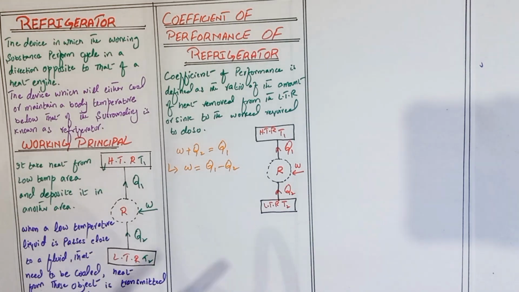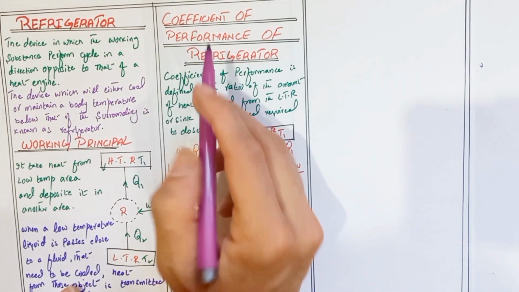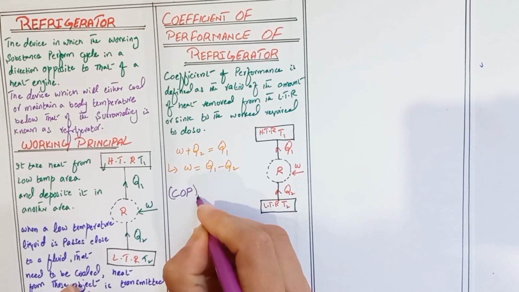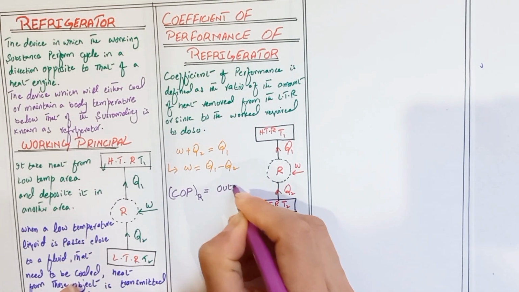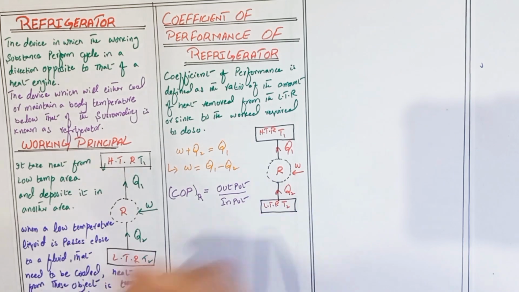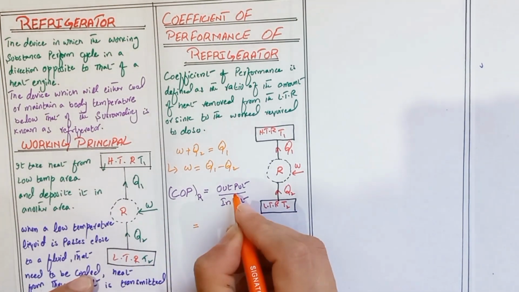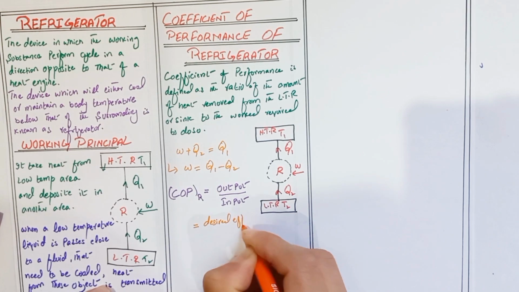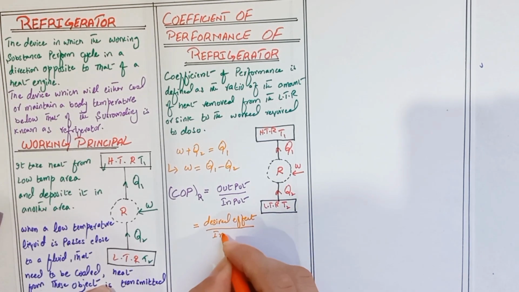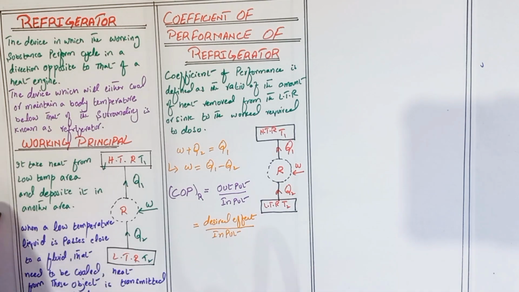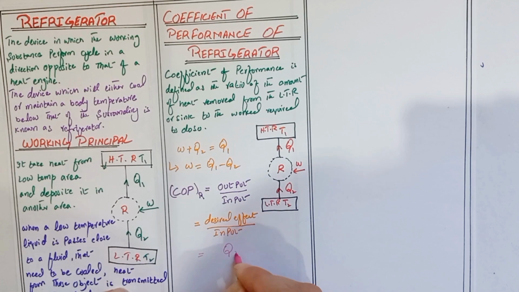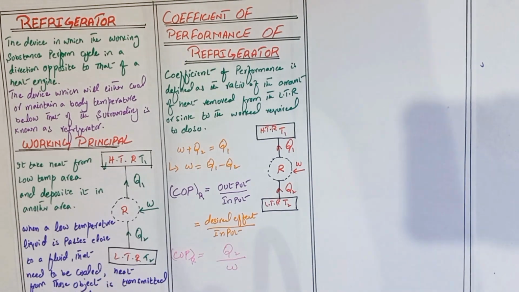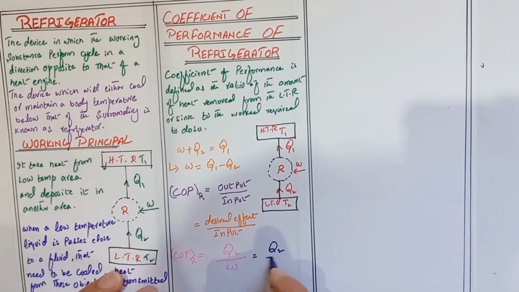So now we calculate the coefficient of performance, represented by COP. For the refrigerator, COP is found by output over input. Here the output is the desired effect that we want to happen, and the input is the work done. The desired effect is to remove heat from the low temperature reservoir, Q2, and the input is the work done W, which is equal to Q1 minus Q2.